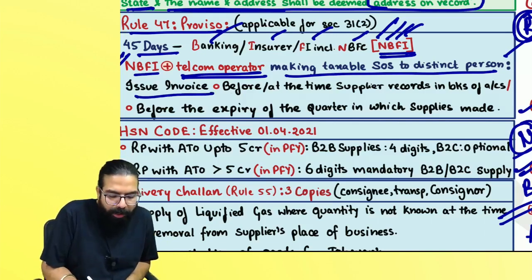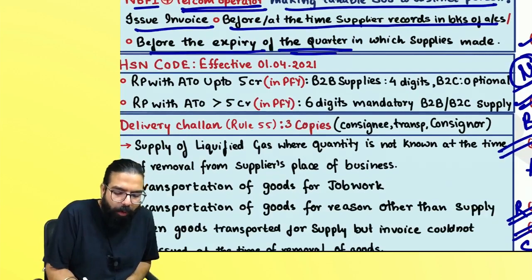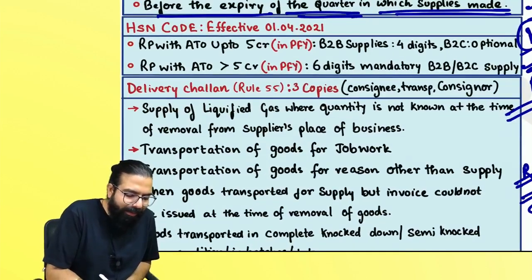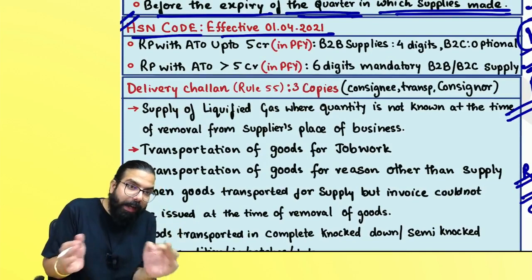It says issue invoice before or at the time the supplier records it in his books of account, or before the expiry of the quarter in which supplies are made. The next one over here is the HSN code. Remember one thing, effective from 1st of April 2021, what is the number of HSN code digits?